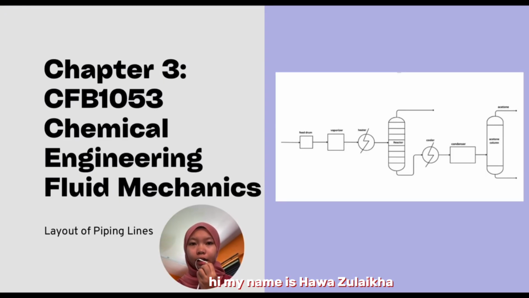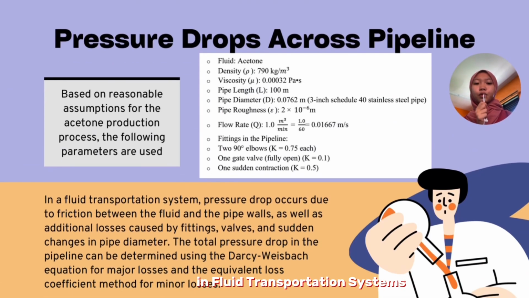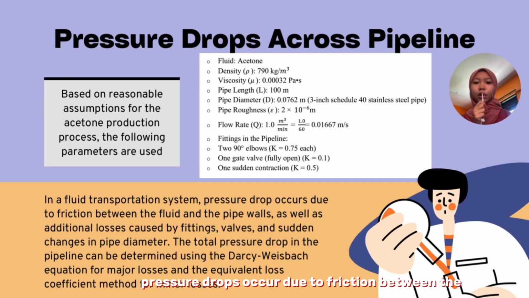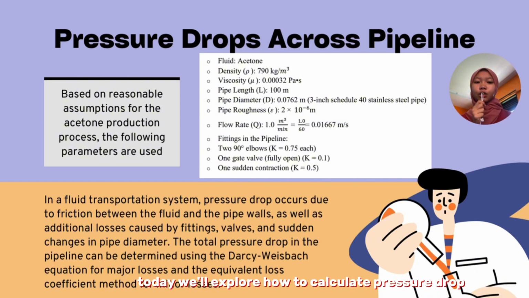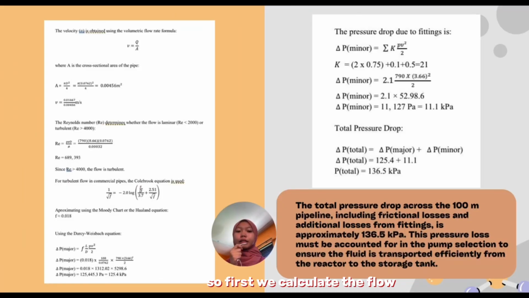Hi, my name is Hawa Zulekha and I will be presenting the pressure drops in fluid pipeline. In fluid transportation systems, pressure drops occur due to friction between the fluid and pipe walls, as well as additional losses from fittings and sudden changes in diameter. Today, we'll explore how to calculate pressure drop in a 100-meter acetone pipeline using the Darcy-Weisbach equation. First, we calculate the flow velocity using the volumetric flow rate formula, followed by the Reynolds number to determine whether the flow is turbulent or laminar.